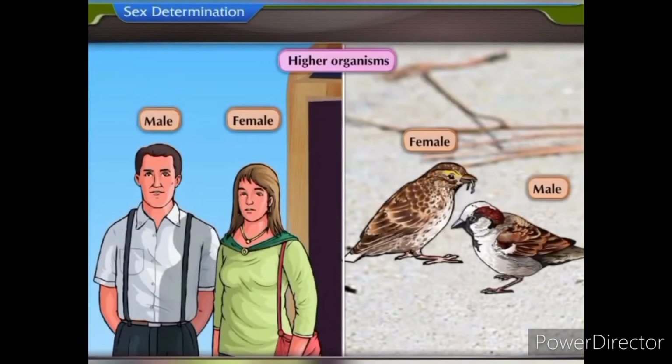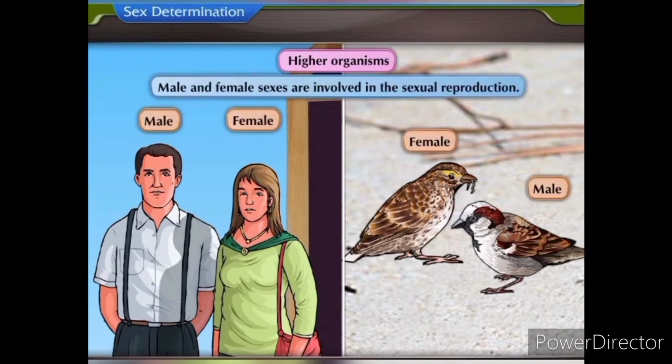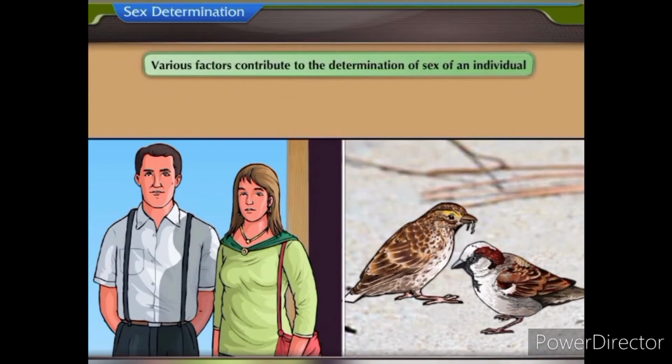In higher organisms, sexes are separate. Male and female sexes are involved in sexual reproduction. There are various factors which contribute to the determination of sex of an individual. Some environmental parameters besides genetic factors also influence this determination. Let us understand these factors of sex determination.